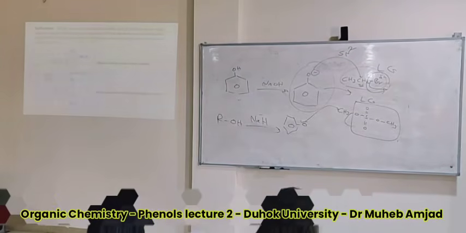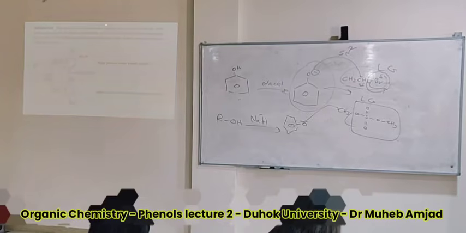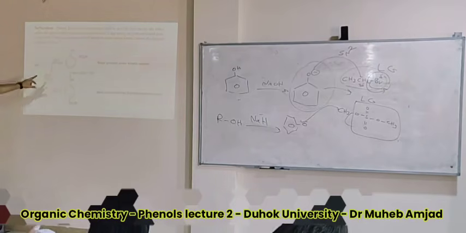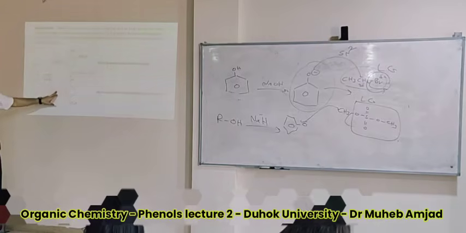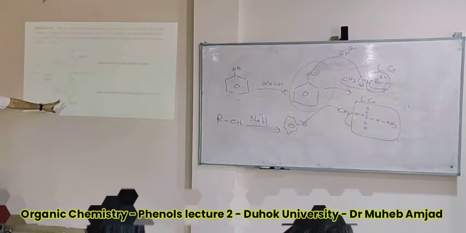Sulfonation. Phenol reacts with concentrated sulfuric acid to yield mainly the ortho-sulfonated product if your reaction happens at room temperature. If you use heating to over 100 degrees, the reaction will happen at the para position.